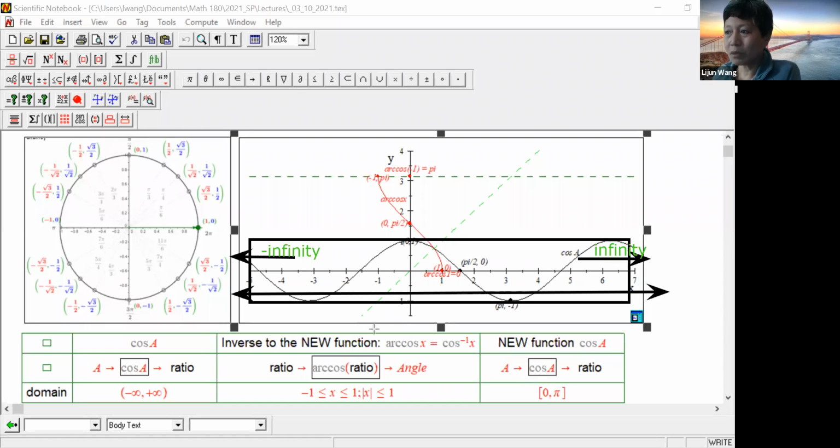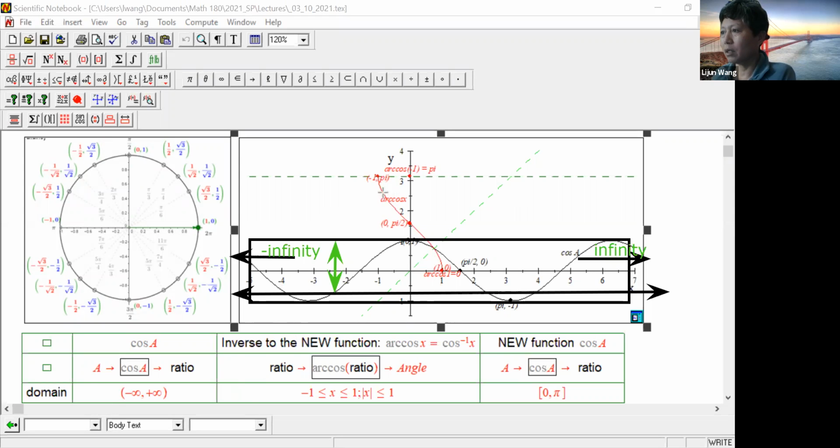But the range, I'm going to use green in between. That's the vertical, between -1 and +1 right here. It's actually covered. You know cosine range is between -1 and 1, so it's underneath it. Do you follow me? Does everybody follow me? Now, that's the domain and range of cosine.